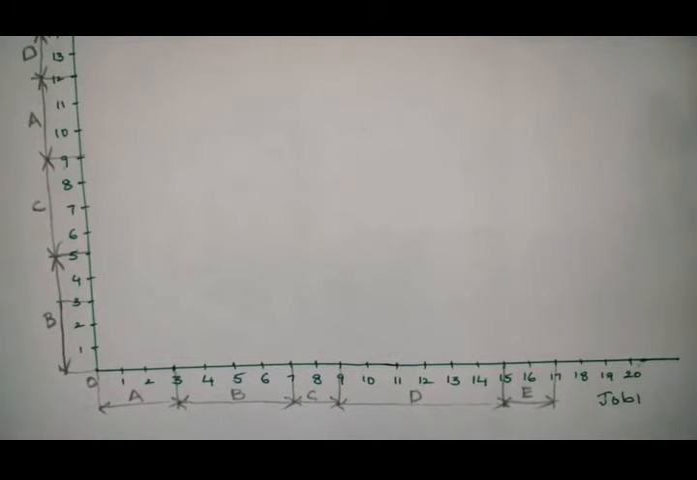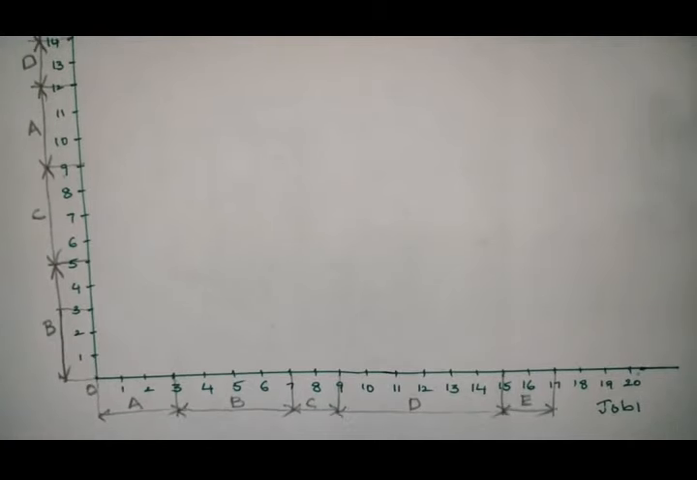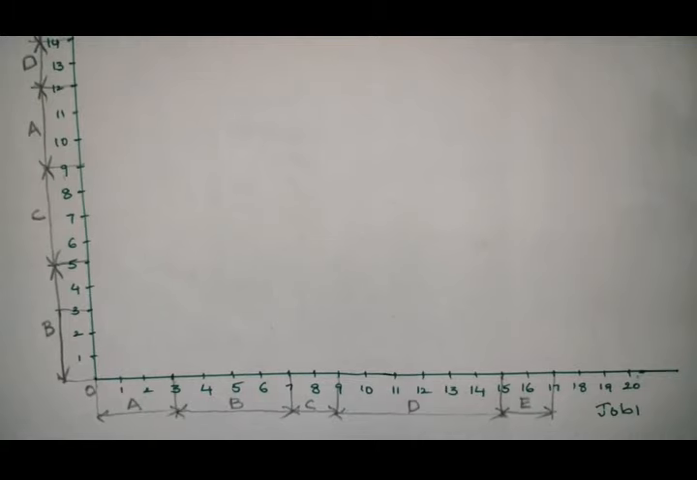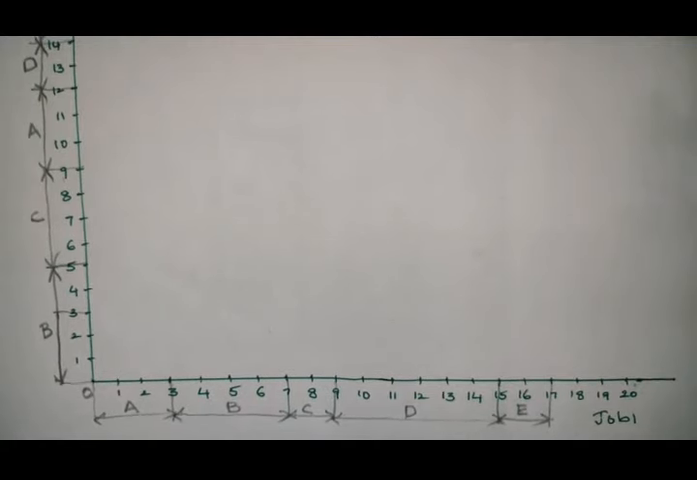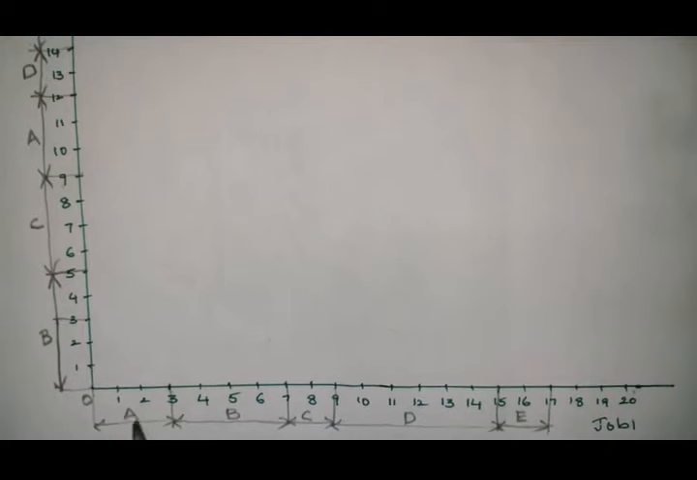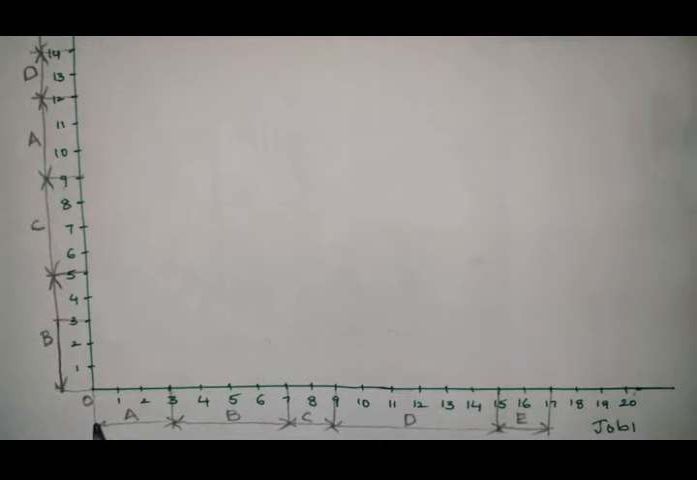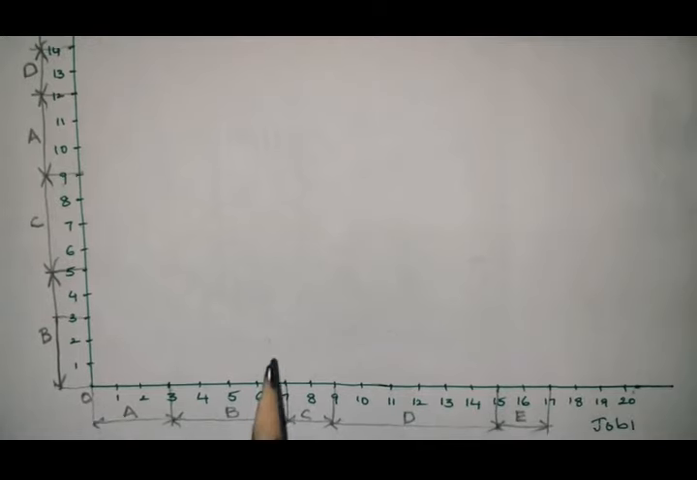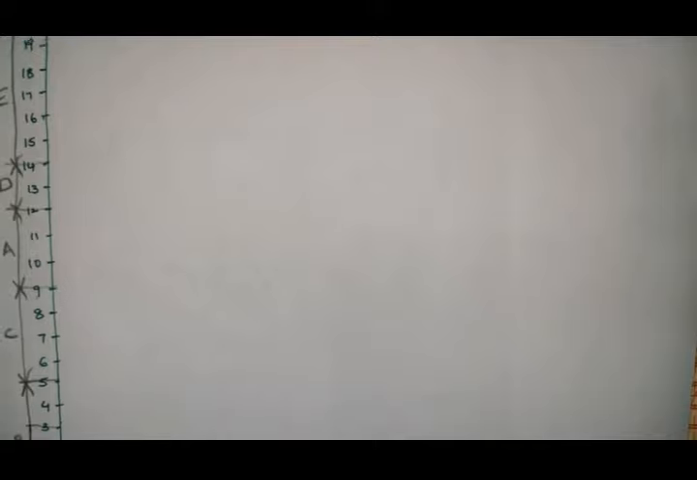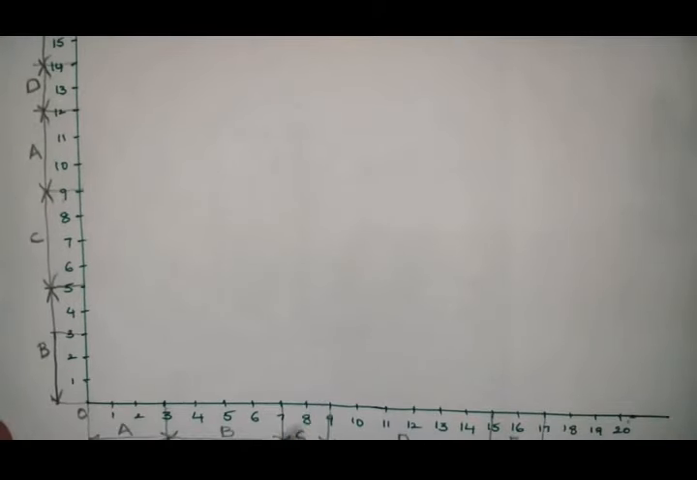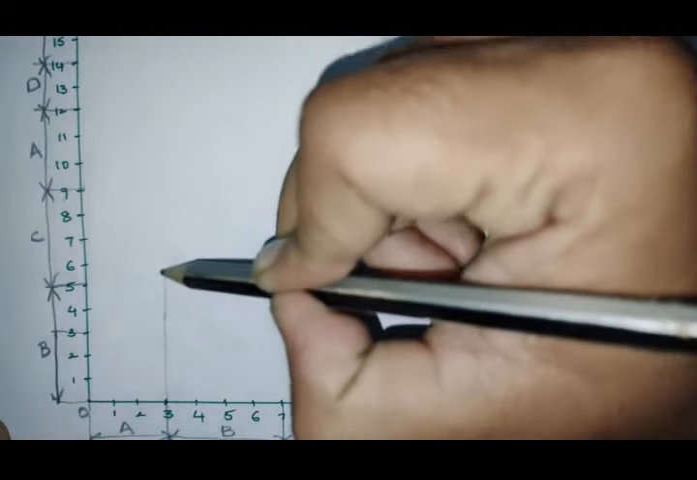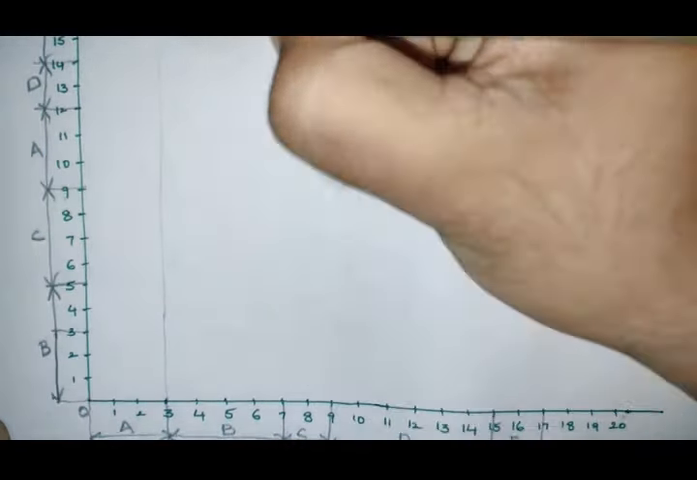Now we need to identify the common region of the missions on both job 1 and job 2. So now let us identify it, how to identify that one. So first, mission A. So mission A is from 0 to 3 of job 1. So from 3, draw a vertical line. So here I am going to draw a vertical line in a rough way.